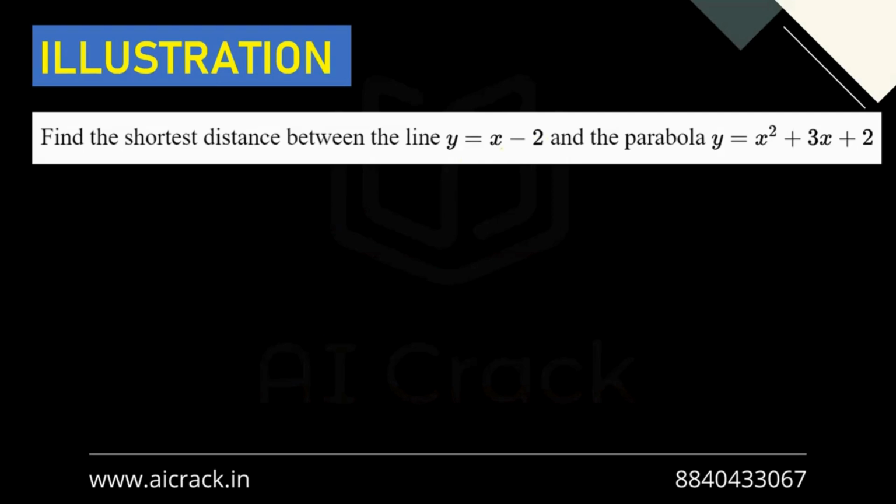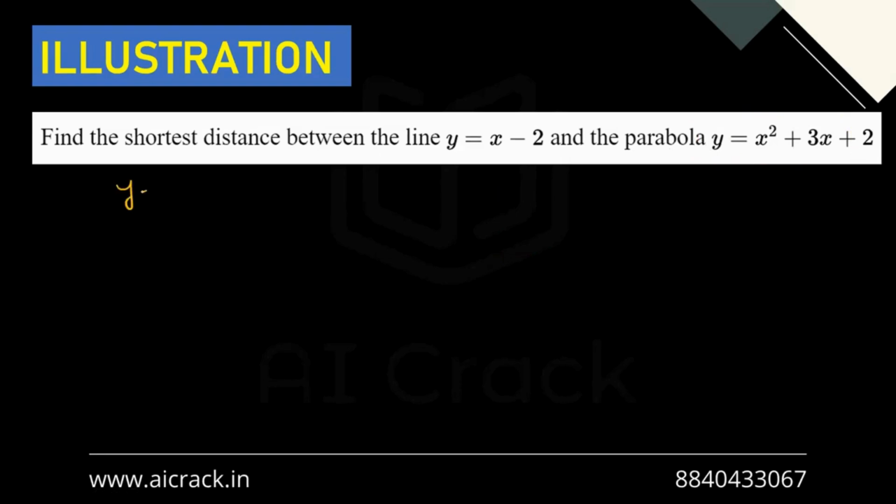So the line over here is y equals x minus 2. So in this case, we can compare it with y equals mx plus c. That gives us slope as 1, right? So the given slope of line is 1 and that should be the slope of tangent to this curve as well, right? To find out the shortest distance.